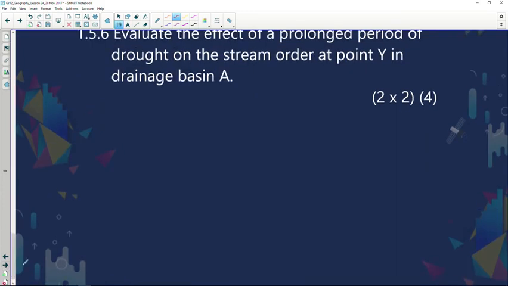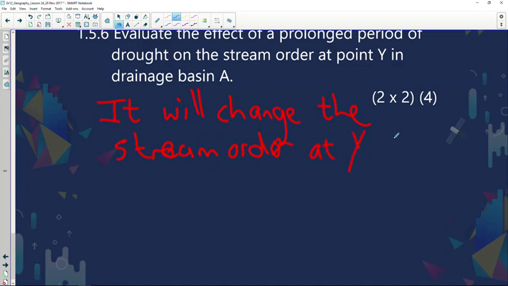And the correct answer: it will change the stream order at Y to a lower order.